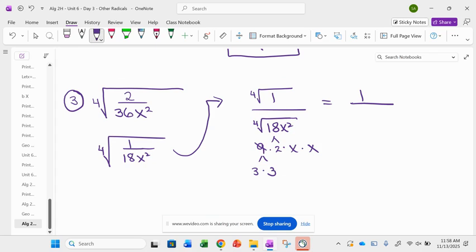So now, in order for me to get things out of the radical, do we all agree I need 4 of each thing to come out of the radical? So what does that mean? I need 4 3s, I need 4 2s, and I need 4 x's. So I already have 2 3s. How many more 3s do I need? 2. So I'm going to multiply by the fourth root of 2 more 3s. How many more 2s? 3. So 2 times 2 times 2. And how many more x's? 2.